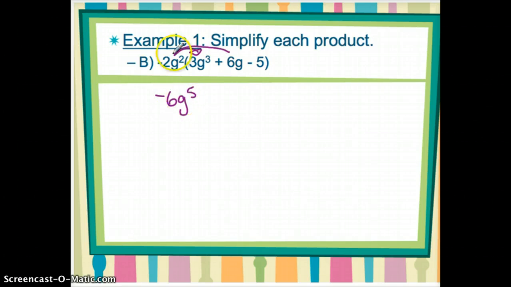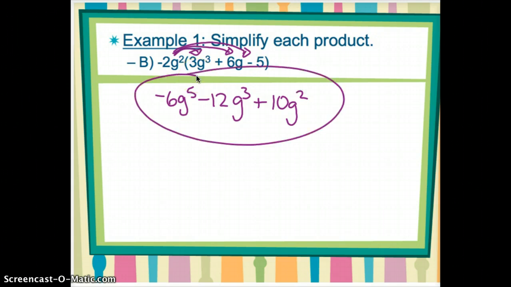Then I'm going to multiply negative 2g squared by 6g. I'm going to get negative 12g cubed. And then I'm going to multiply negative 2g squared by a minus 5. Remember, this is going to be a negative times a negative, so it's going to make a plus 10g squared. None of these are like terms, so that's as far as I can go, and I'm done. Did you get the same answer?